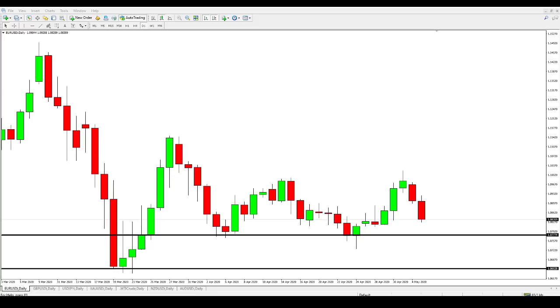Today we are going to be taking a look at what the currency market is up to in terms of technical analysis. So let's dive right into it, starting with EURUSD here. We've got some interesting stuff to look at.